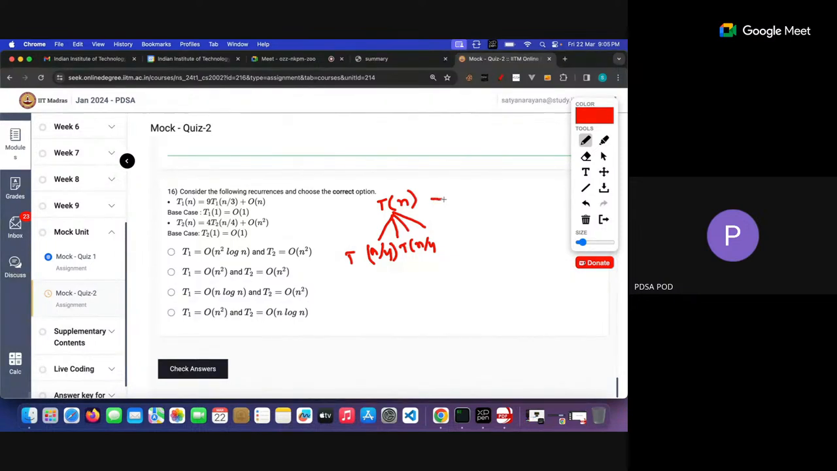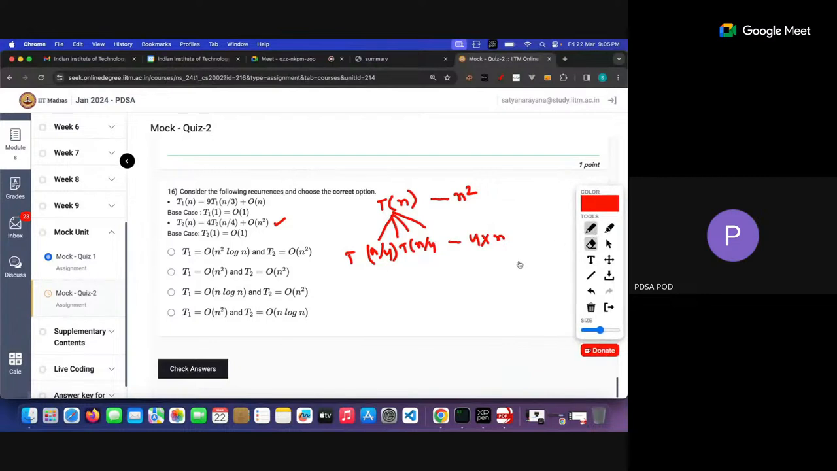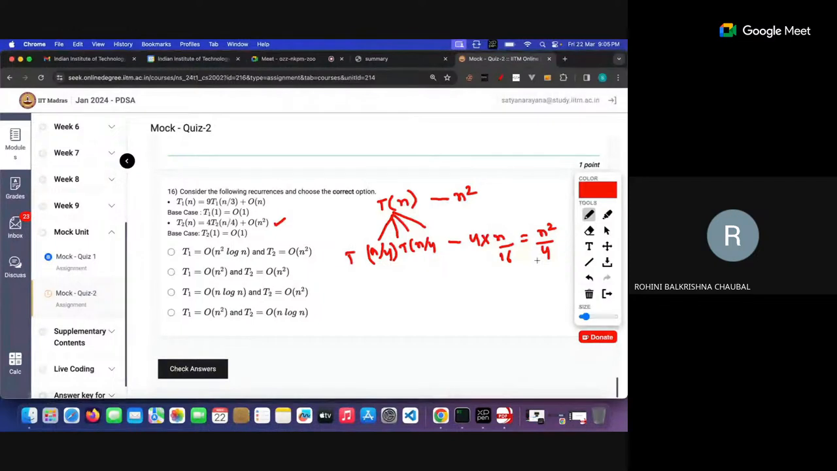So this is the constant time of n square, which is already given as O of n square. When it comes here, it is 4 times n by 4 whole square, which is 4 times n square by 16, so you can write it as n square by 4. Remember, here no denominator is there, and here the denominator is 4.